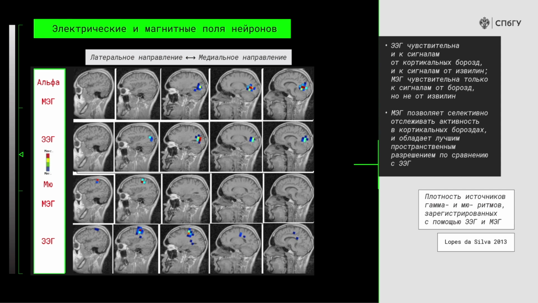These are called tangential and radial sources, respectively, whereas MEG is sensitive to tangential but not radial sources. MEG is selective to activity in cortical sulci, but also it has relatively better spatial resolution than EEG.